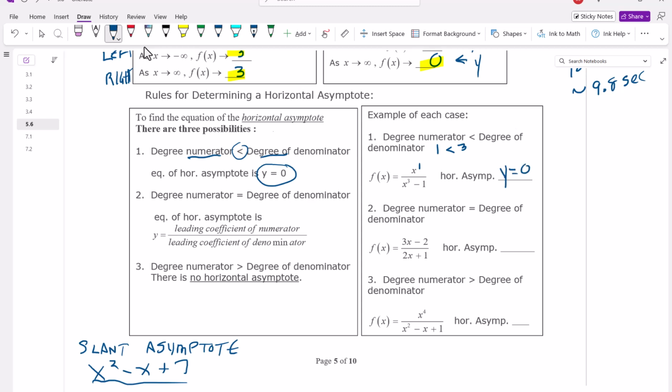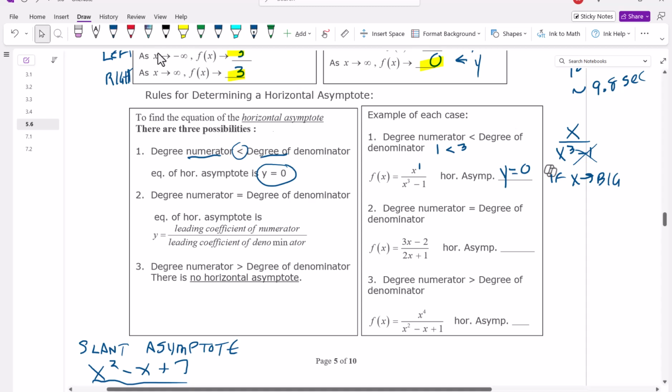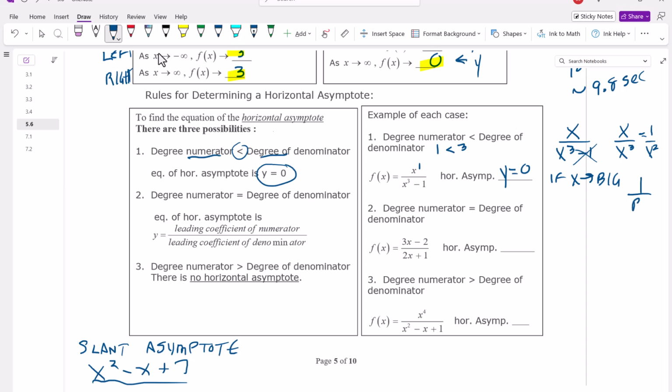Now, another way to explain this to students is if x is infinitely big, then the 1 doesn't make any difference. If x gets bigger and bigger and bigger, infinity minus 1 is still infinity. So you end up with x over x to the third, which really is just 1 over x squared. And if you do 1 divided by a big number, that goes to 0.